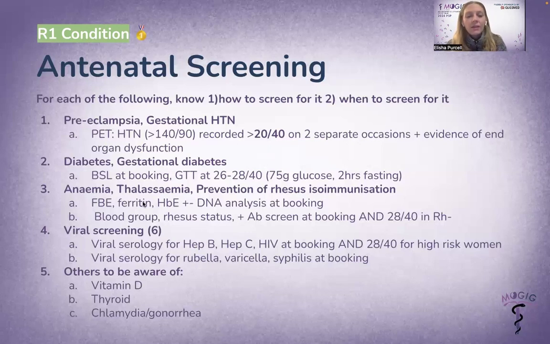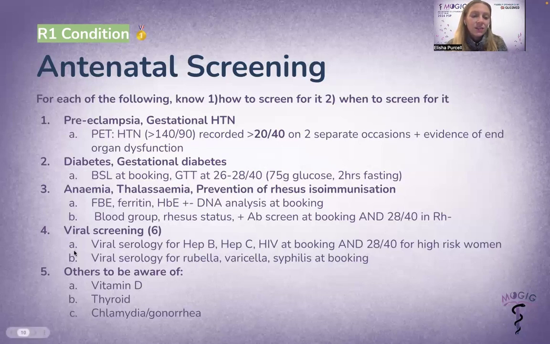And then for everyone at booking, and at 28 weeks gestation for some, it's important to consider this next set. You get your blood group, your rhesus status, and antibody screen. So this is screening for the rhesus type and preventing rhesus isoimmunization. Importantly, you do this group of tests again at 28 weeks in rhesus negative individuals. So that's a differentiation to be aware of.